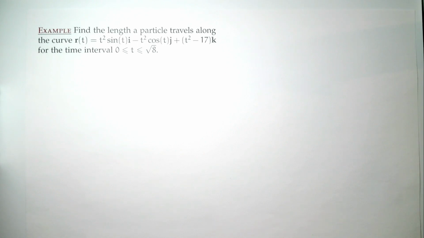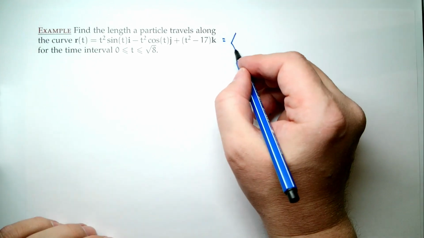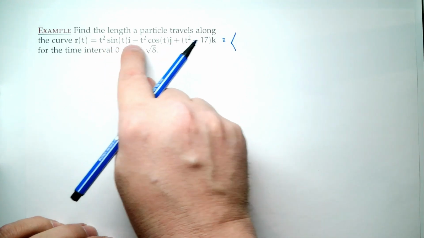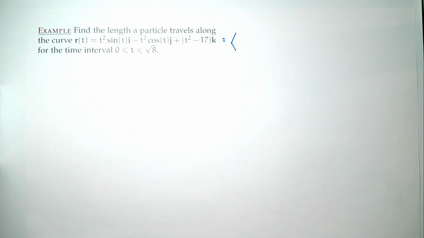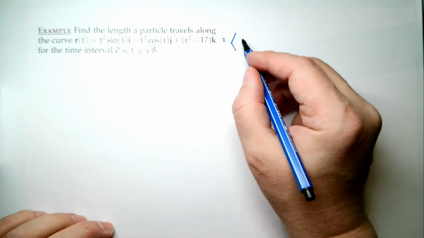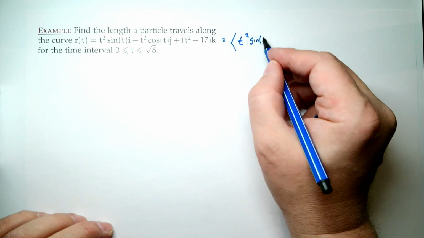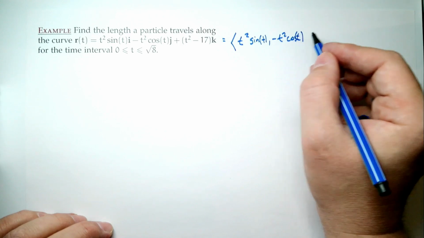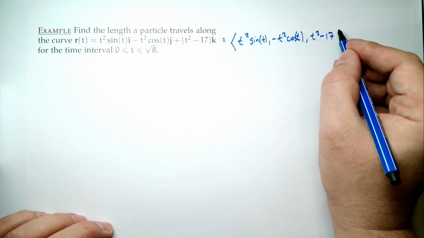Okay, so we have this curve. t squared sine t i minus t squared cosine t j plus t squared minus 17 k. Now, one of the reasons I like this is to emphasize there's lots of ways to write r of t. Oftentimes we write it in the form with angled brackets, but you could see it in the format something i, something j, something k. Both mean the same thing, so be ready to go back and forth. If I know how to do it in one format, that's enough, because then I just have to know how to get back and forth.